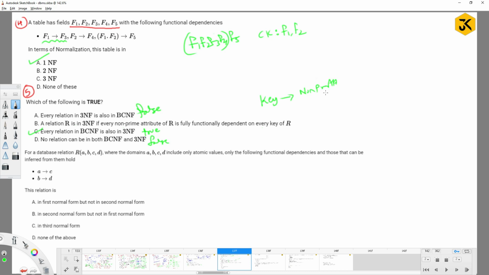They have given the definition directly, but the definition includes what? Another case. What is the other case? Left side can be anything, right side can be a prime attribute. If they had included this point also, option B would be the correct one. But as they have skipped this one, you have to treat this as a false statement too.